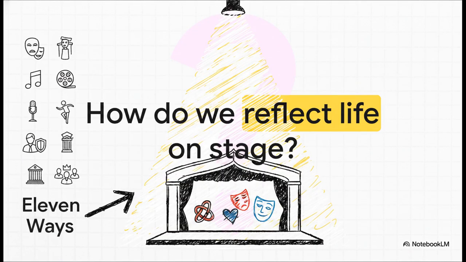Which brings us to a really compelling question. How exactly do we reflect human life on stage? Because when you think about it, ultimately, that is exactly what drama does. It takes our human emotions, our incredibly messy conflicts, and our complex relationships, and it puts them right under a spotlight for us to examine. So in this explainer, we're going to answer that question by looking at 11 completely distinct ways that humanity has figured out how to mirror itself. Let's move to our first major category.